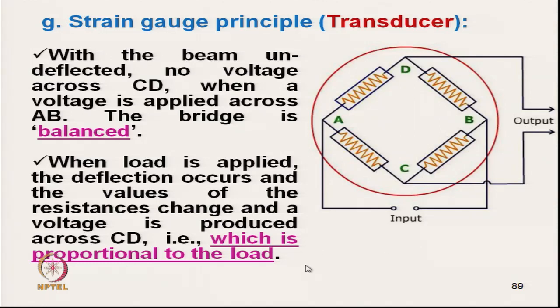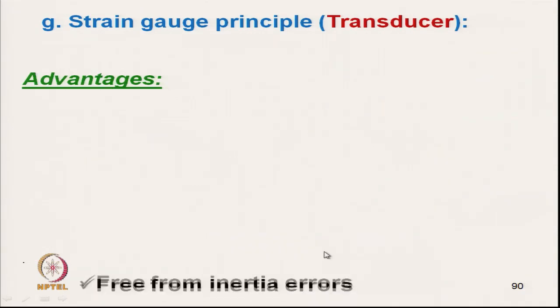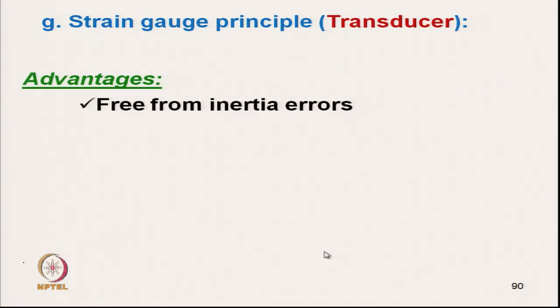That means, although the deflection is negligible, due to that deflection the resistance changes. The minute change in resistance we can record in the form of voltage. That electrical signal we can get, but mechanically the deflection is negligible. So, the advantage is that it is free from inertia, which we have seen in earlier instruments like the pendulum. Its problem is that the inertia problem is there.